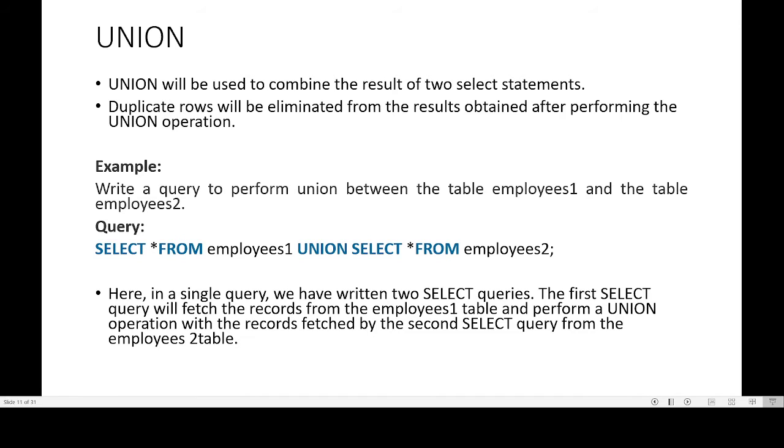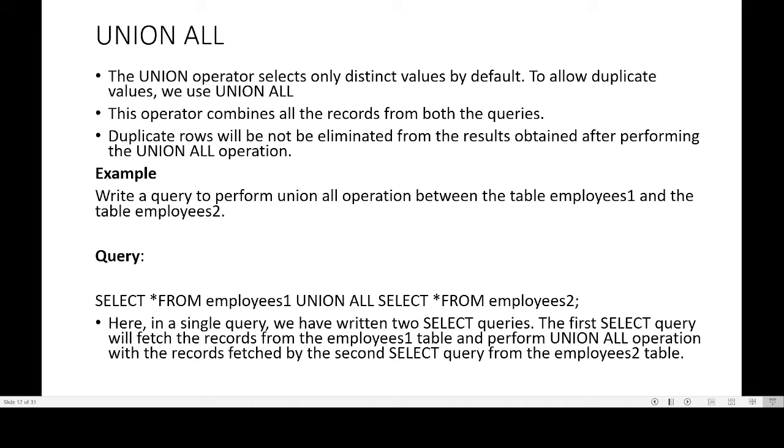Then when we do this union, it will have the combination of all the records from employee 1 and employee 2, but duplicate rows won't be there. If any duplicate rows are there, they will be eliminated in union. Now, union all: what is the difference between union and union all? In union, I have already mentioned that when we are taking the union, the duplicate rows will be eliminated.